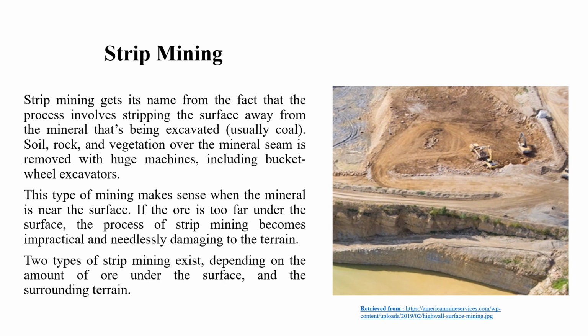Strip mining. Strip mining gets its name from the fact that the process involves stripping the surface away from the minerals being excavated, usually coal. Soil, rock, and vegetation over the mineral seam is removed with huge machines, including the bucket wheel excavator. This type of mining makes sense when the mineral is near the surface.